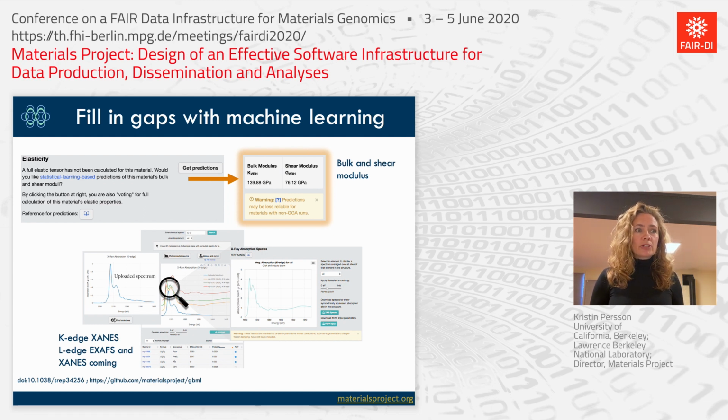Another way we are using machine learning is for spectroscopy data. We have over 500,000 calculated K-edge XANES spectra, which allows us to correlate the spectra and their shapes with specific coordination as well as valence states. So if somebody uploads a spectrum to the Materials Project, which is available online, we will use that machine learning algorithm to guess what kind of bulk structures their spectrum is most likely to resemble, again based on coordination and valence state. And L-edge XAFS as well as XANES is coming.